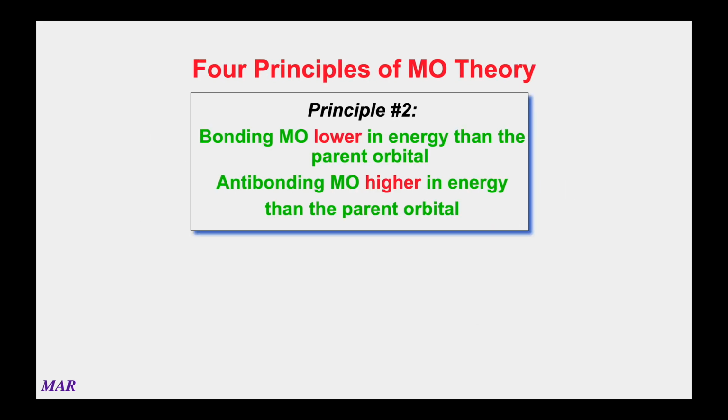Principle number 2, the bonding molecular orbital will be lower in energy than the parent atomic orbital it came from, and the anti-bonding molecular orbital, the one with this little star by it, is going to be higher in energy than the parent atomic orbital.